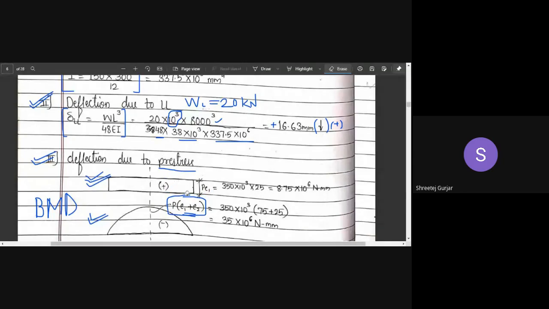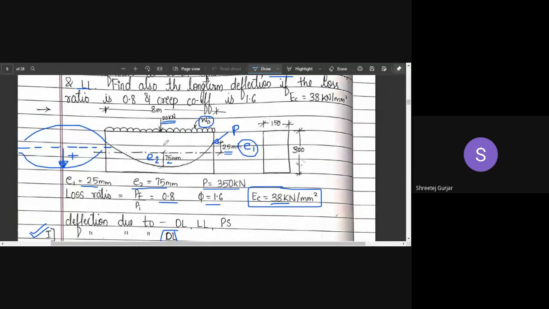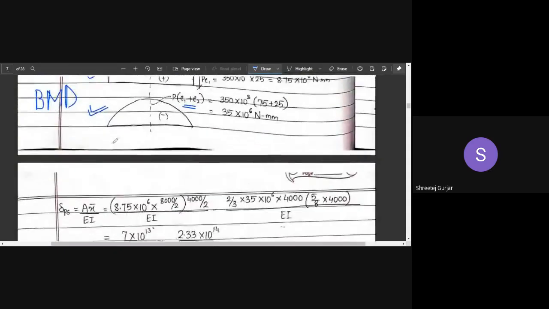For the second one, it is P into E1 plus E2, at the center. Here your P is over here, the force is here, and the total distance is E1 plus E2. So it will cause upward deflection, and upward deflection is considered negative. So the bending moment diagram is negative.